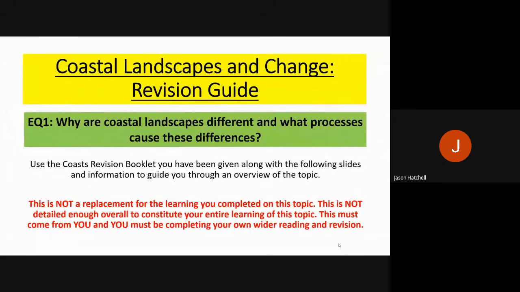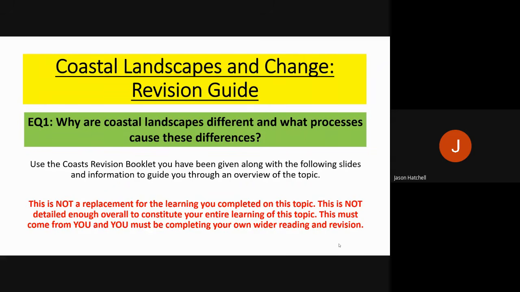Welcome to EQ1 of Coastal Landscapes and Change. So this is the first section of the coast topic that you studied in Year 12. And EQ1 asked, why are coastal landscapes different and what processes cause these differences?